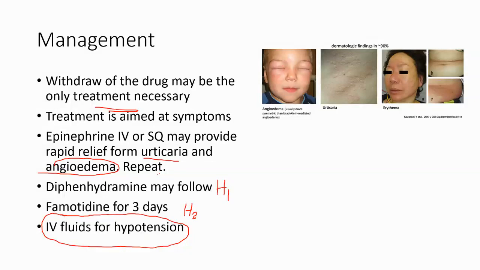This is just a picture of a little boy who has some angioedema. The eyes are so swollen. This is swelling in the face, lips, tongue, nose, which can become very serious. Urticaria, which are hives basically, and then erythema, you can see, which is the redness, kind of splotchy redness on her face and body.